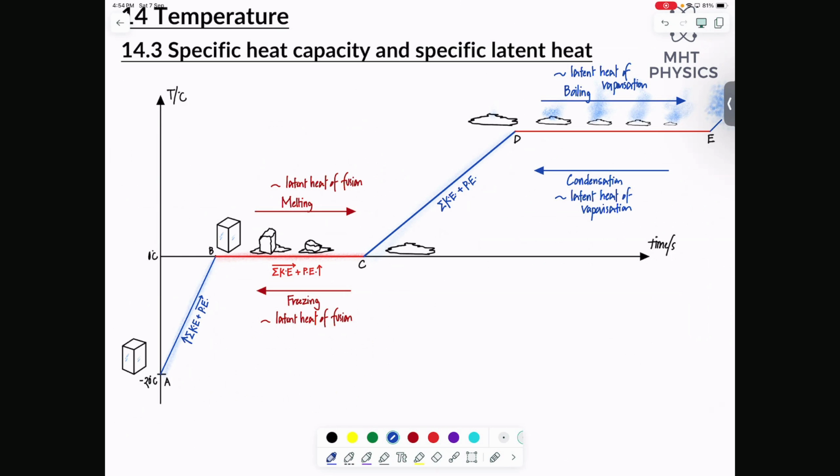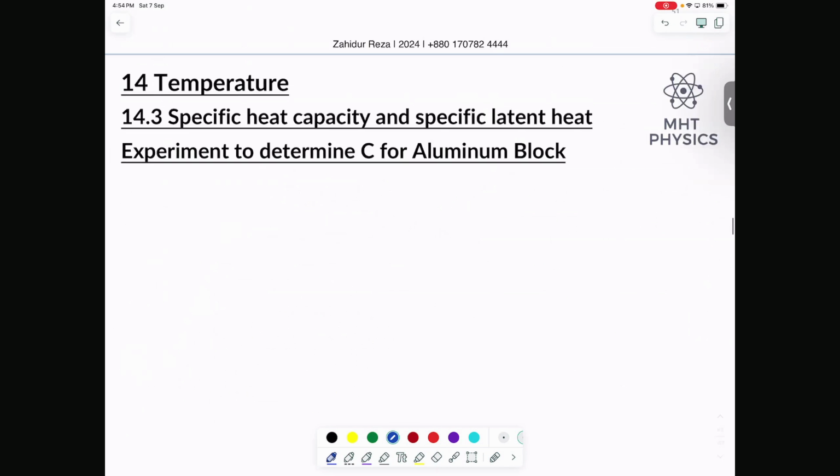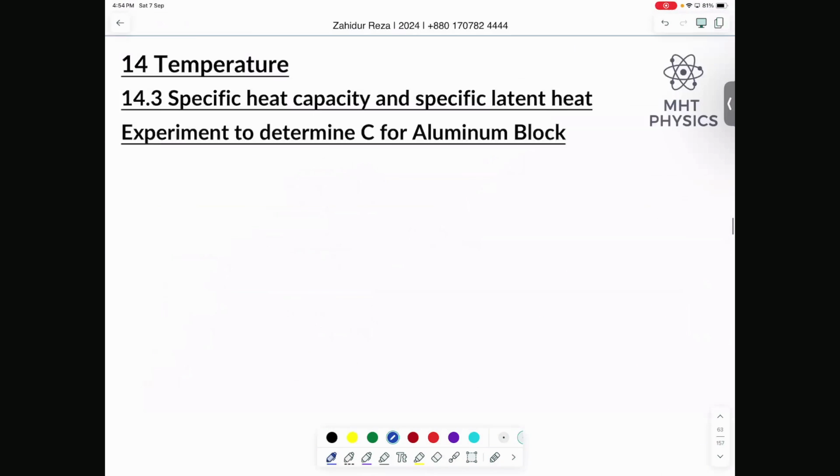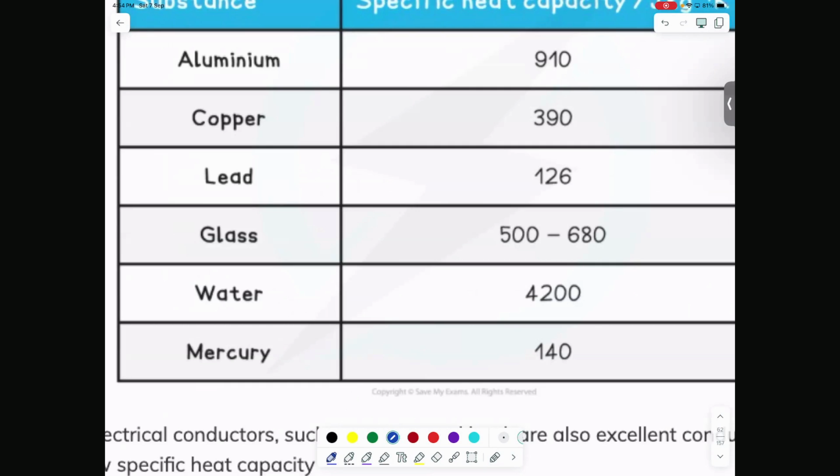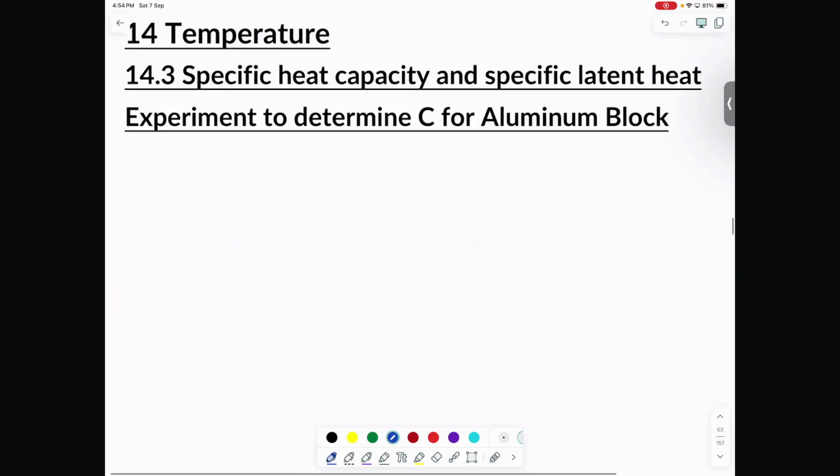So the gradient should be 4 times less compared to what? Compared to ice. Water টা হচ্ছিল 4200 আর ice টা হচ্ছে 900, so 1000 ধরতে পারো। So how many times more is water? 4 times more, so it will take 4 times longer as well for the same amount of energy provided.